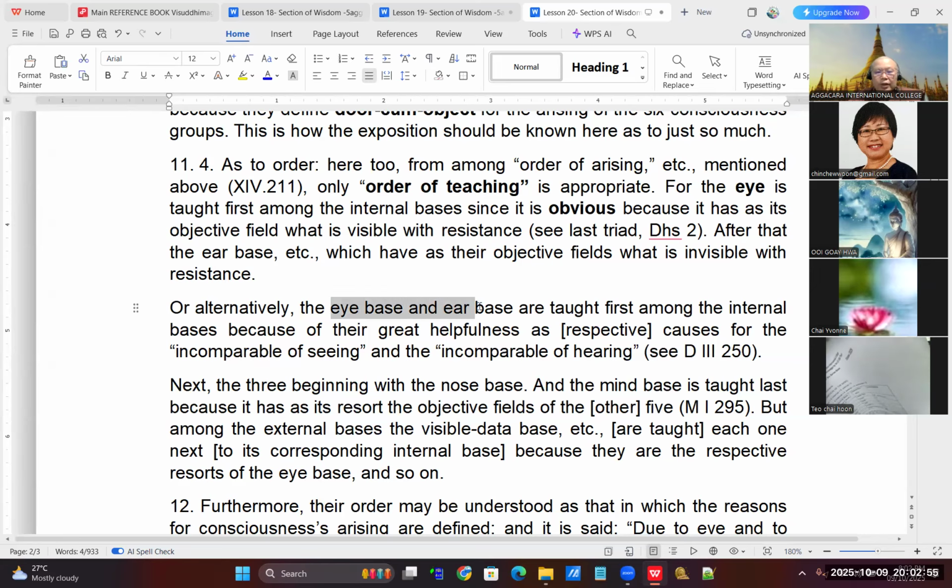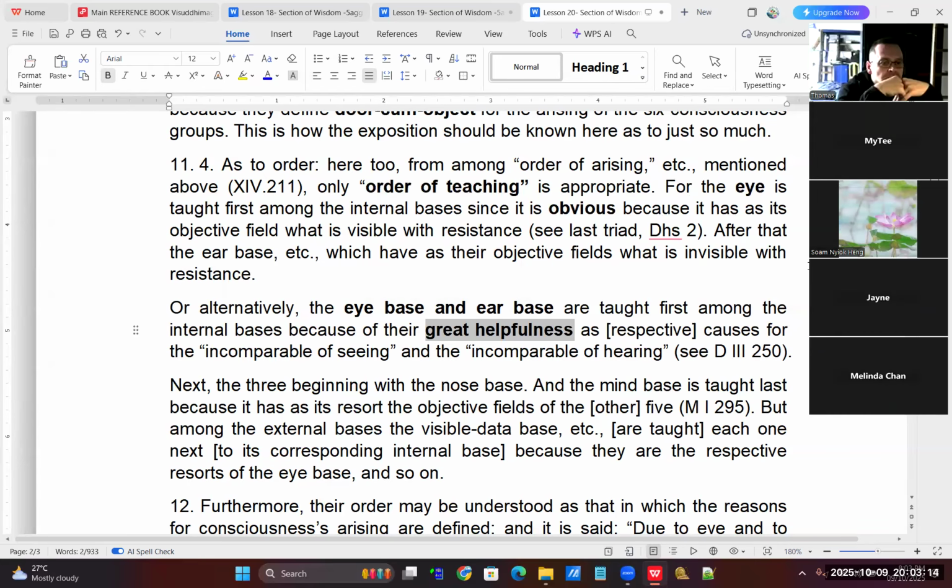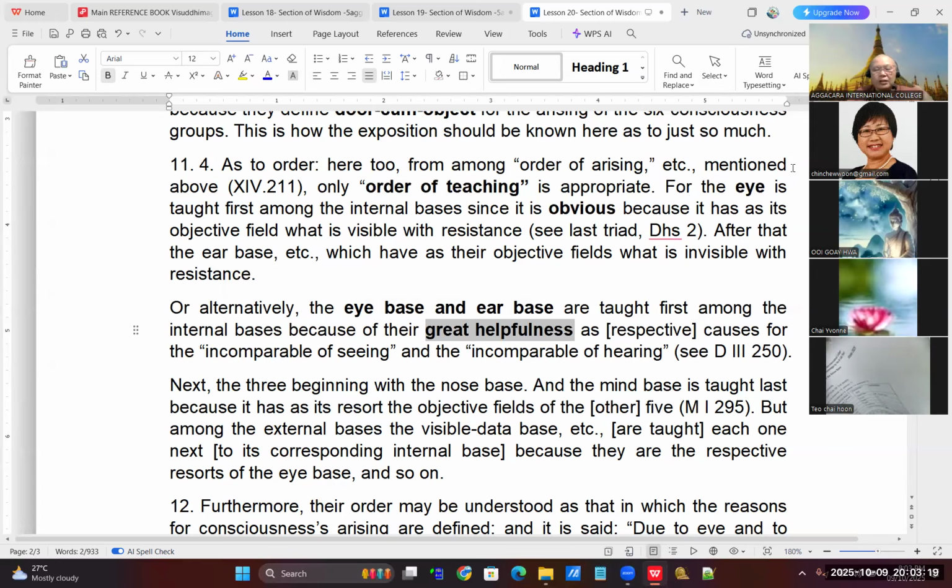Now another point: the eye base and ear base are taught first because of their great helpfulness. What's the meaning of great helpfulness? It means that, for example, now you use your eye, you use your ear to listen to Dhamma. So that's why it's helpful for you to make progress in meditation, to learn the Dhamma, or to get some Dhamma knowledge. So that's the meaning of great helpfulness.